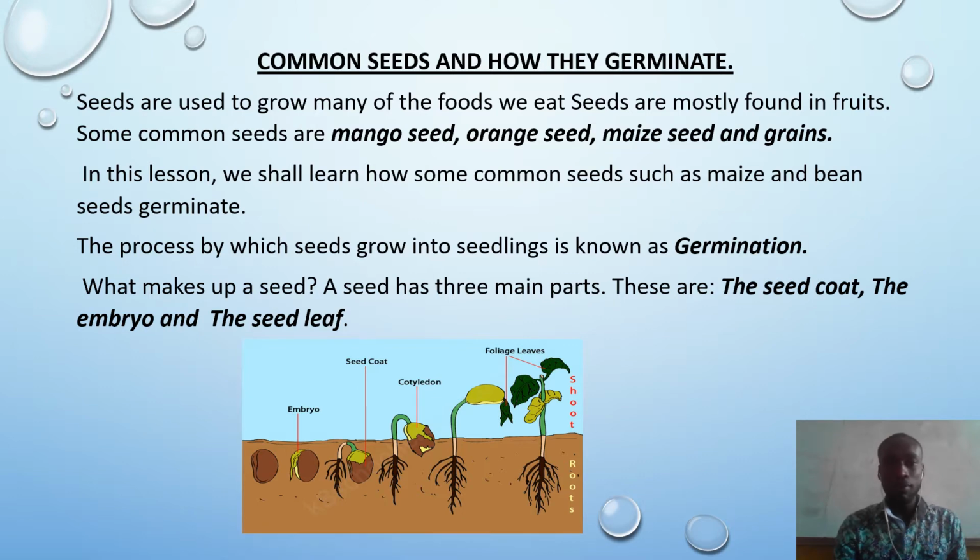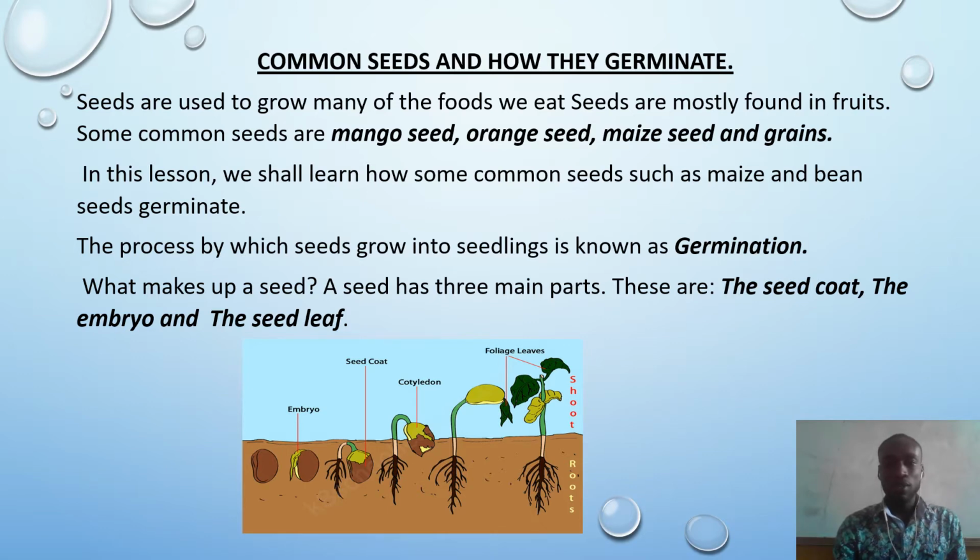So in this lesson, we shall learn how some common seeds such as maize and bean seeds germinate. The process by which seeds grow into seedlings is known as germination. So germination is a process by which seeds grow into what? Seedlings. So what makes up a seed? So we are going to look at the parts that make up what?